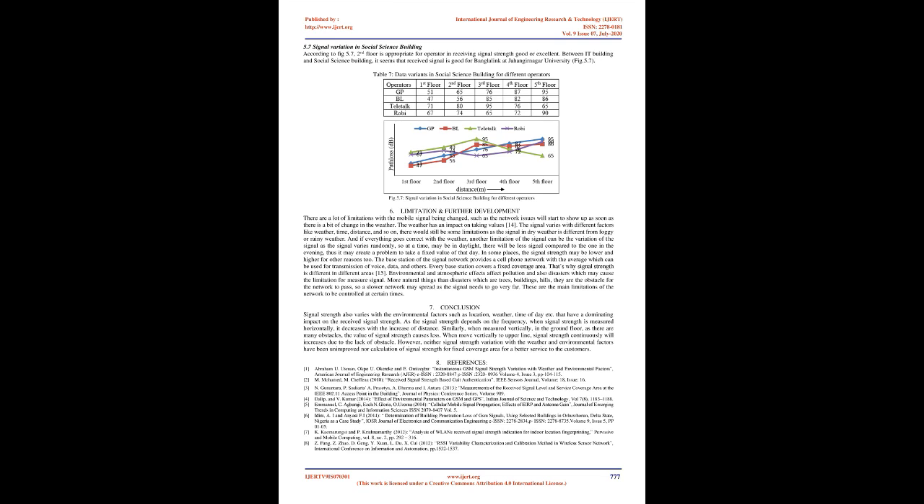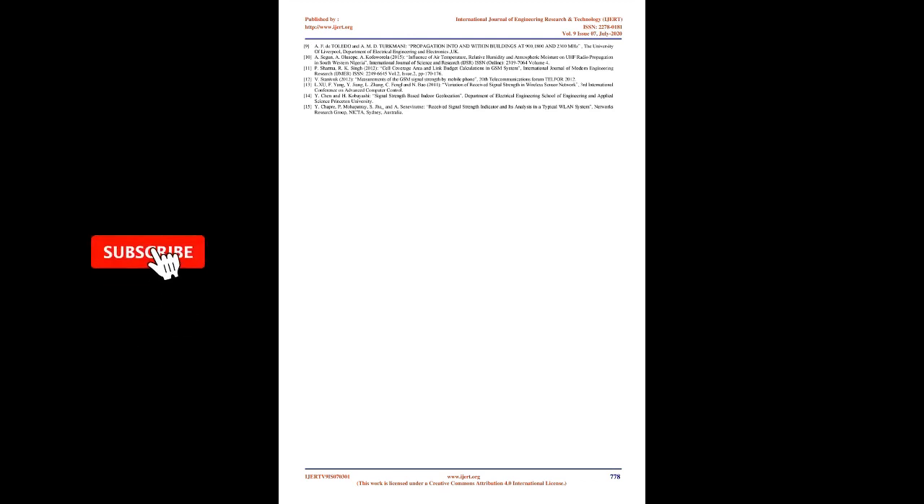6. Limitation and further development. There are a lot of limitations with the mobile signal changing, such as network issues that will start to show up as soon as there is a bit of change in the weather. The weather has an impact on taking values. The signal varies with different factors like weather, time, distance, and so on. There would still be some limitations as the signal in dry weather is different from foggy or rainy weather.